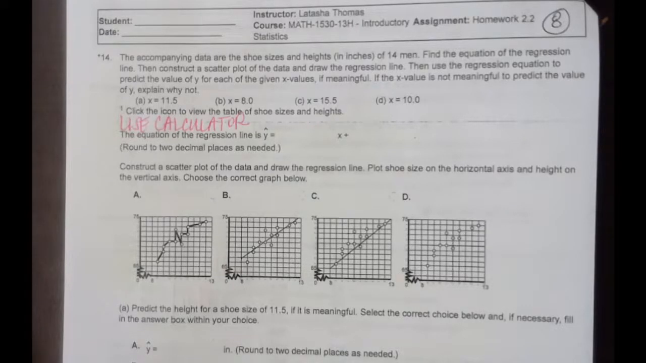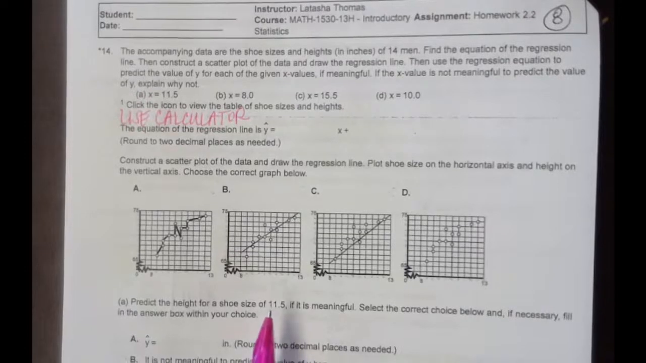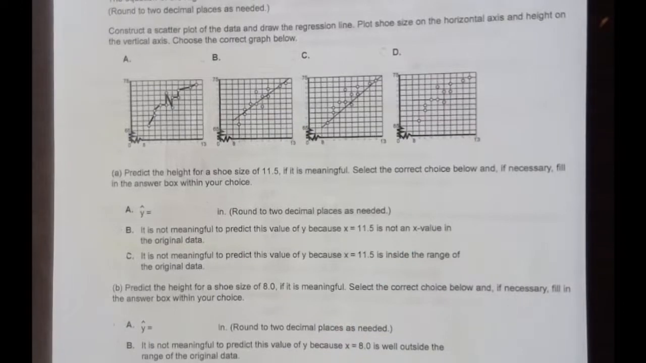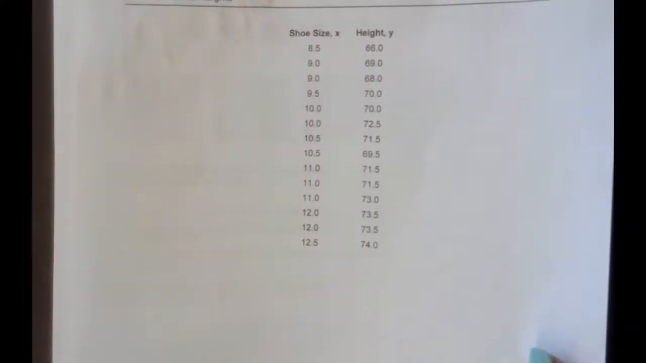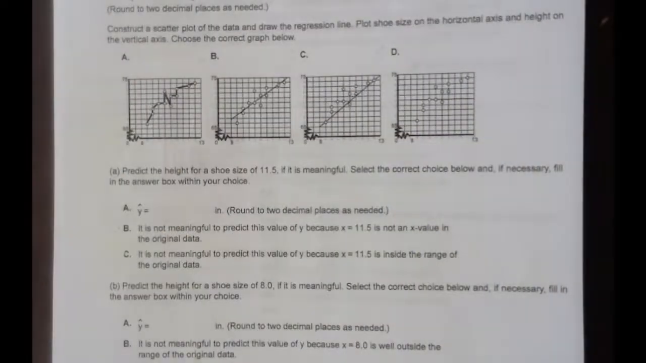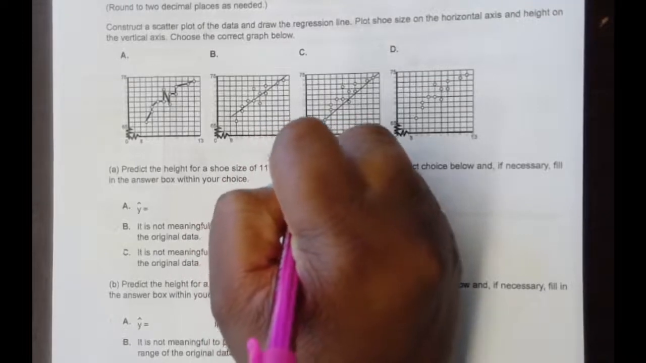But look at how, for the value of 11.5, I want to talk about significance. Is 11.5 in the range of the X values for the data? You go back and look. Here's the data. Is 11.5 within that range? It is. That means you can find an answer for that. So it is significant. Okay.